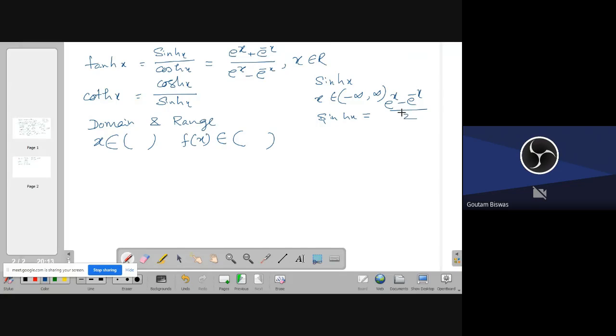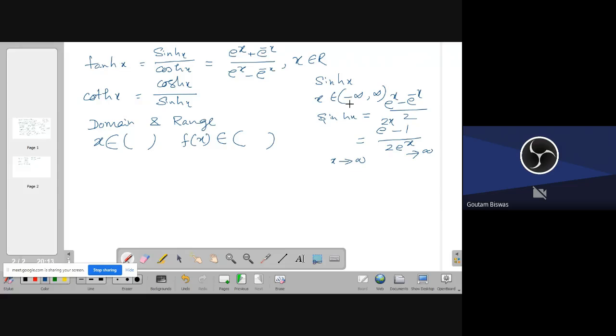So you can simplify it: e to the power 2x minus 1, divided by 2 into e to the power x, just like this. Okay, 1 by e to the power x, so e to the power 2x by... now this one, as x tends to infinity, this will go to infinity. So x tends to infinity, so this one also tends to infinity. So for x increasing to infinity, the sinh x also goes to infinity.